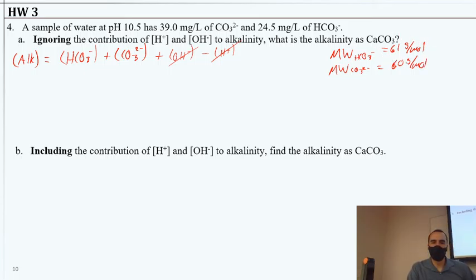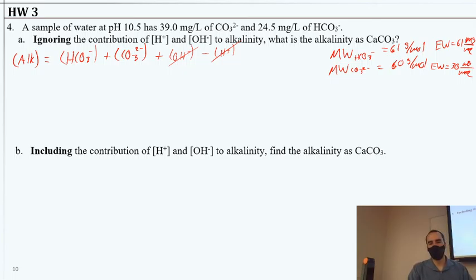And our equivalent weights are going to be related. We're going to need our equivalent weights to do the problem. Equivalent weight for HCO3 minus, it's essentially 61 because it's dividing by 1. That's going to be milligrams per milliequivalent. And for carbonate, we're dividing by 2 because of the 2 charge. So that's going to be 30 milligrams per milliequivalent.